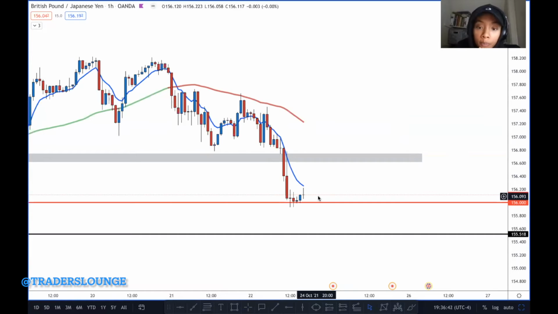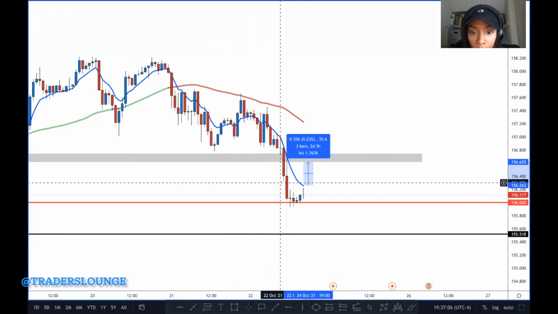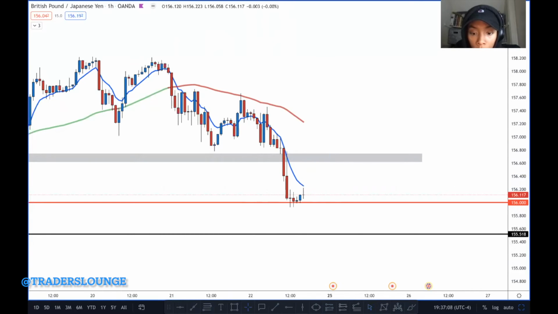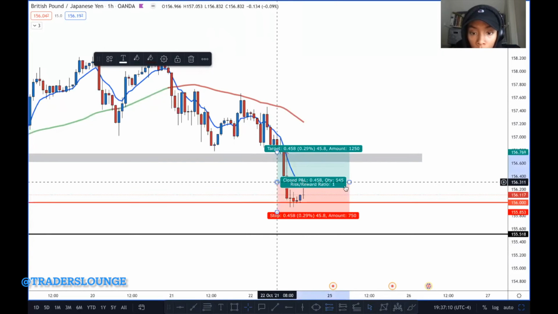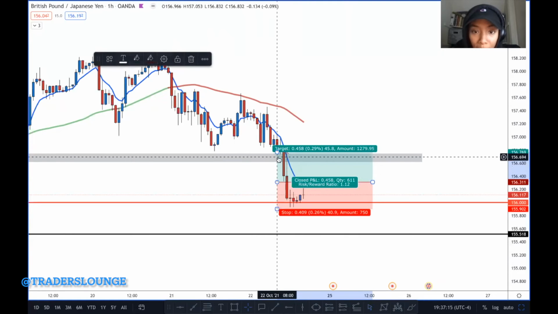This looks good. I like this. Look at that. That's pretty good. 35 pips if we break above this 8 and retest. That's 35 pips up until this resistance area. So let's say hypothetically, if we got in right here, stop loss about 40 pips.